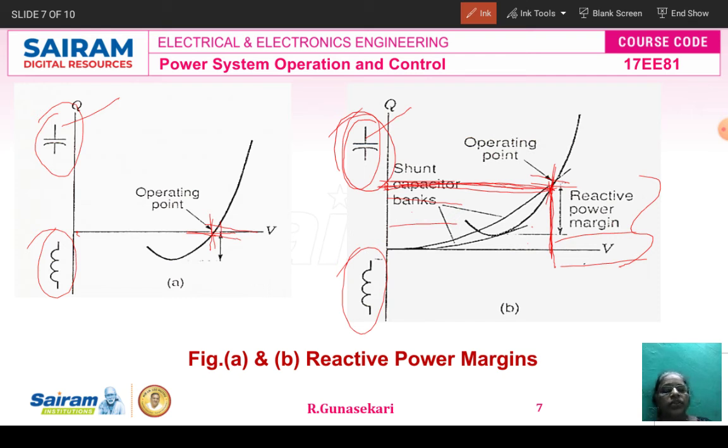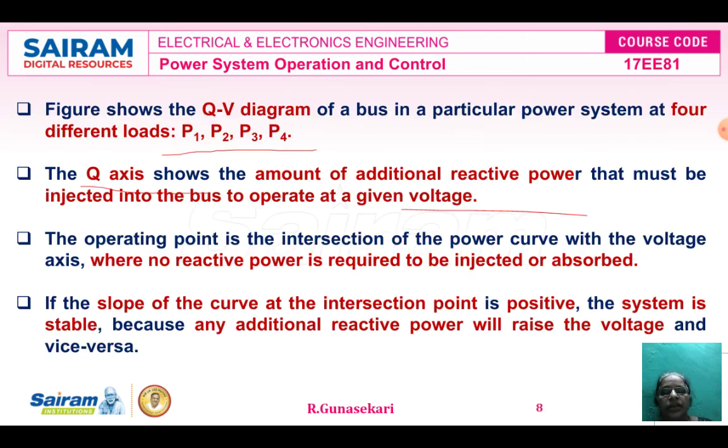Now suppose, for example, at the intersecting point the voltage is positive but the Q is negative. That means this is inductive reactance. Inductive reactance means the lagging power factor. That means the voltage reduces. This is why I am telling you here.